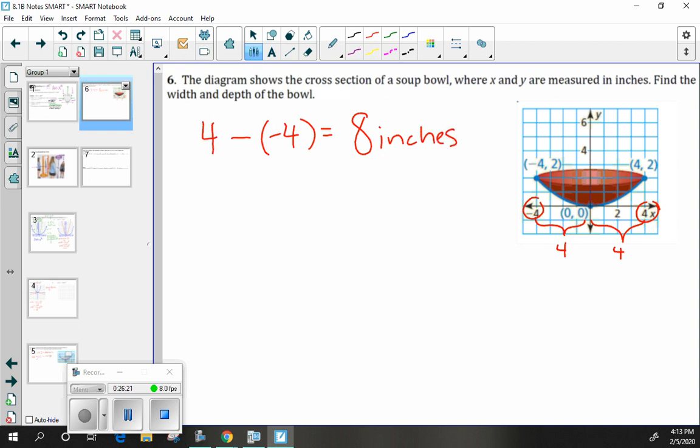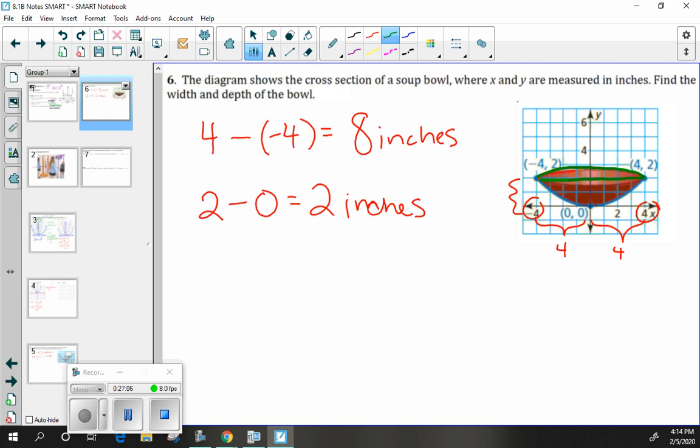We can do the same thing here with the depth of the bowl. Let's do it the other way. Our new is 2, minus 0 is 2, which means it is 2 inches deep. And you want to make sure that you don't look at this curve right here, because that's just the curve of the bowl. If you look at a bowl, they're flat, and they end at the same place. So you make sure that you're looking at that y-axis right there.